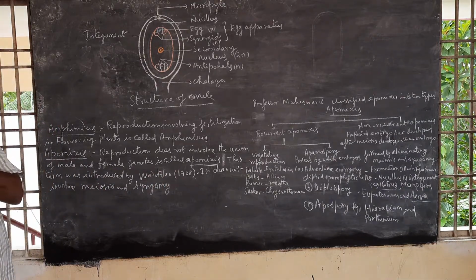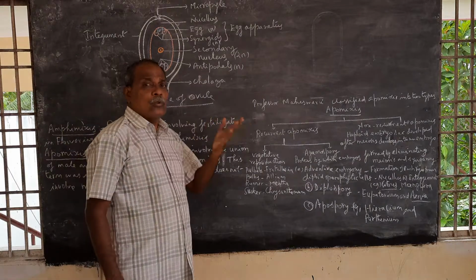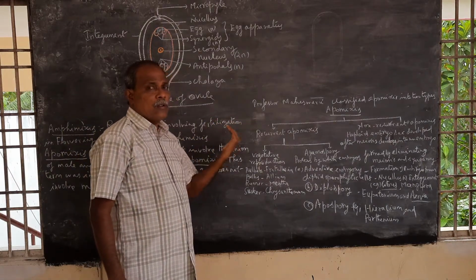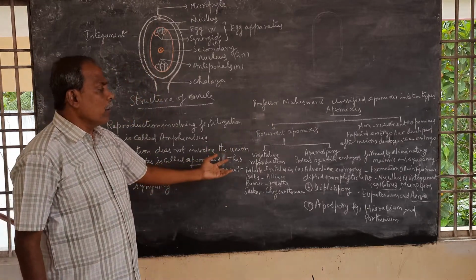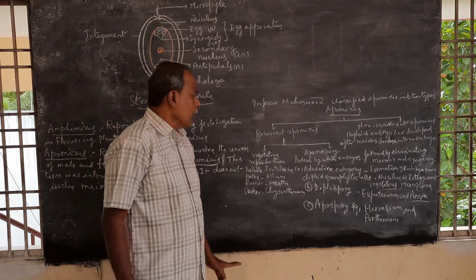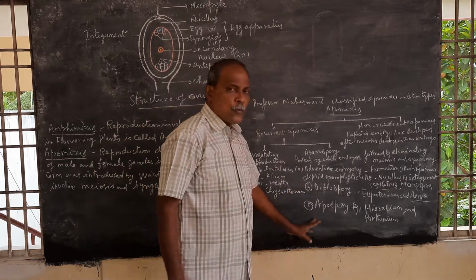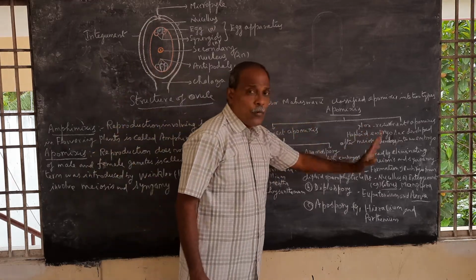This term was introduced by Winkler. Maheshwari classified apomixis into 2 types: recurrent apomixis and non-recurrent apomixis. In recurrent apomixis you get various types: vegetative reproduction, then agamospermy, adventive embryony, then diplospory and apospory. Apart from that, there is non-recurrent apomixis, which I didn't take you through.